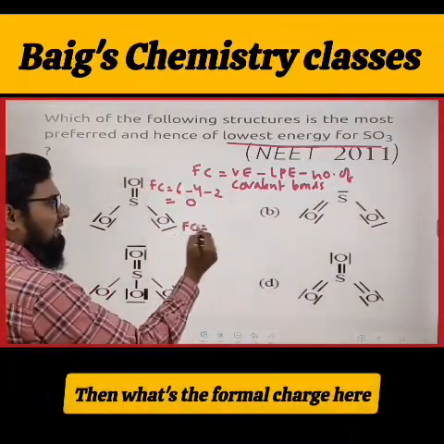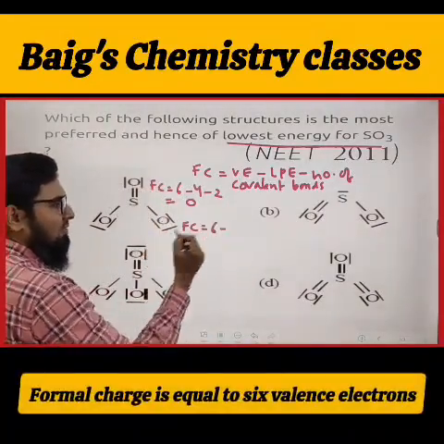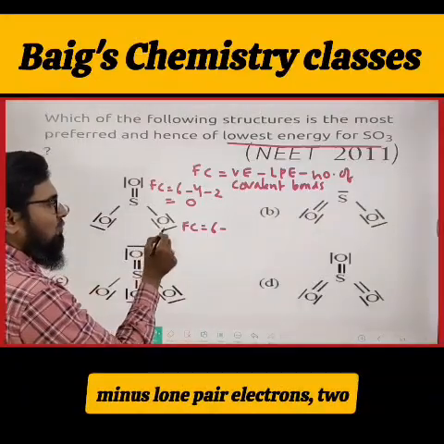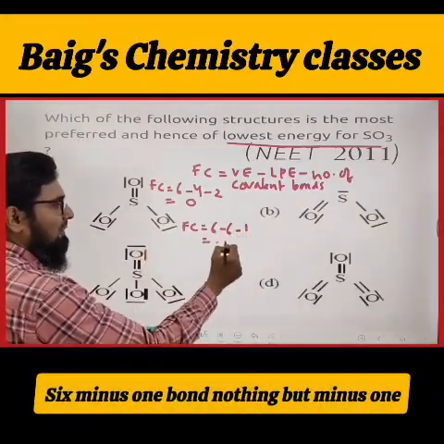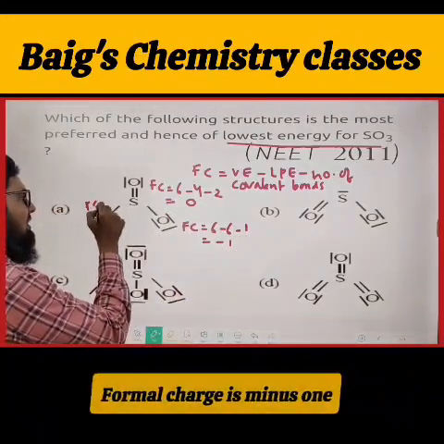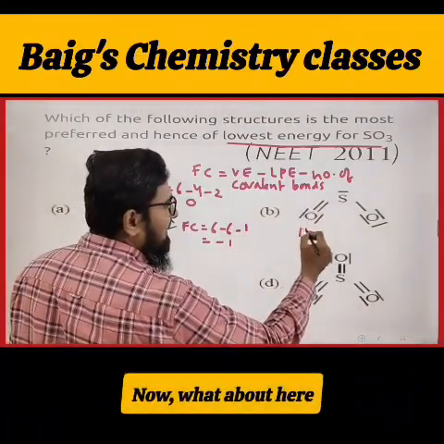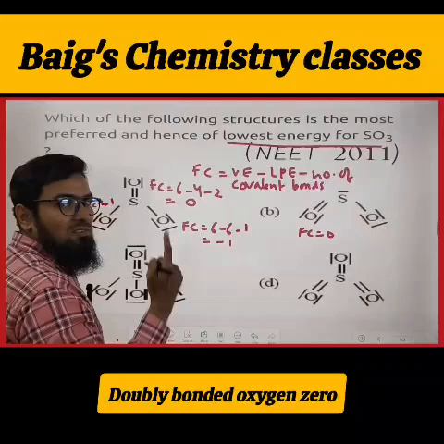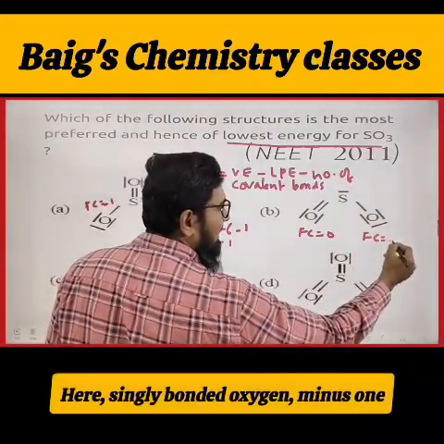Then what's the formal charge here? Formal charge is equal to 6 valence electrons minus 6 lone pair electrons, minus 1 bond, nothing but minus 1. This is also the same. The formal charge is minus 1. Now what about here? Formal charge 0. Doubly bonded oxygen is 0. Here singly bonded oxygen is minus 1.